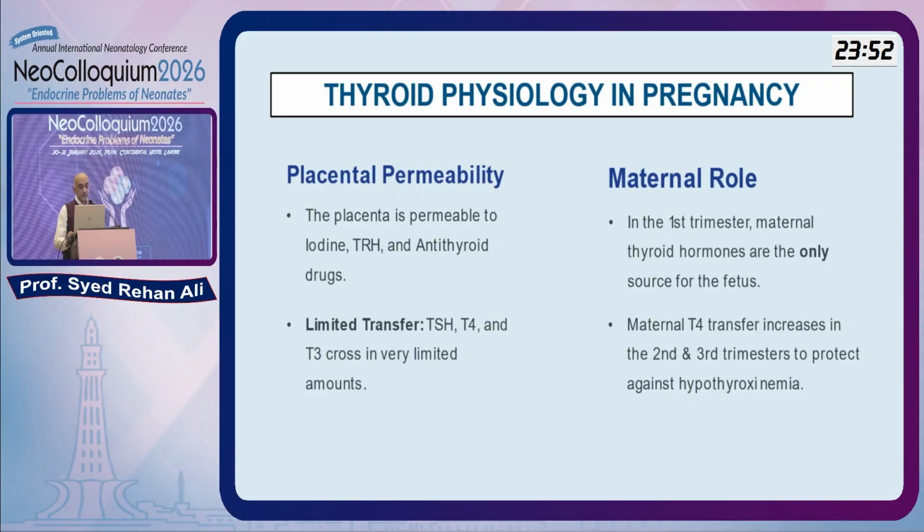Some points about thyroid physiology in pregnancy. Probably other speakers have also mentioned this. We know that the placenta is permeable to iodine, TRH, and antithyroid drugs, but on the other hand, there is very limited transfer of TSH, T4, and T3 across the placenta. As for the maternal role, in the first trimester the fetus is dependent only on the mother, who is its only source. Maternal T4 transfer usually increases by the second and third trimester to protect against hypothyroidism.